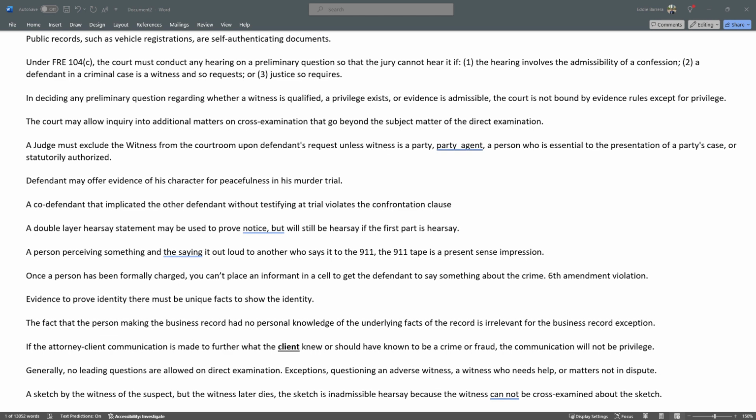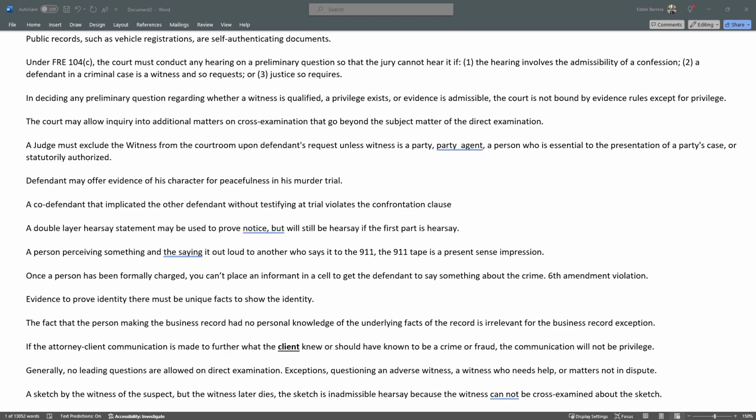Under FRE 104(c), the court must conduct any hearing on a preliminary question so that the jury cannot hear it if 1. The hearing involves the admissibility of a confession, 2. A defendant in a criminal case is a witness and so requests, or 3. Justice so requires. In deciding any preliminary question regarding whether a witness is qualified, a privilege exists, or evidence is admissible, the court is not bound by evidence rules except for privilege.